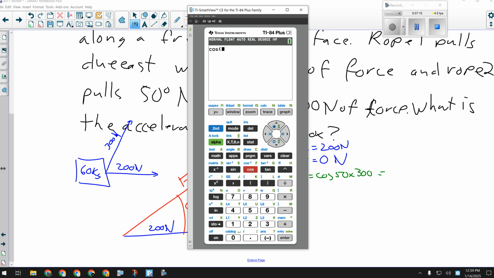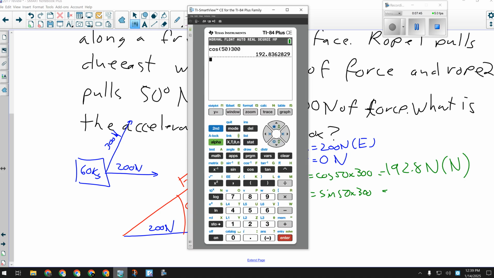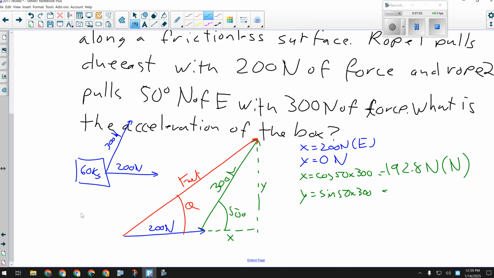So we will have the cos of 50 times 300, and so that side is going to be 192.8. I'm going to keep all those decimals, obviously, newtons, and that is east. I actually should have directions on these as well. Then for y, it's the opposite side, so the sine of 50 times 300. That's going to be 229.81 newtons, and that is going to be north. So now I've got those sides: this is the 192 and this is the 229.